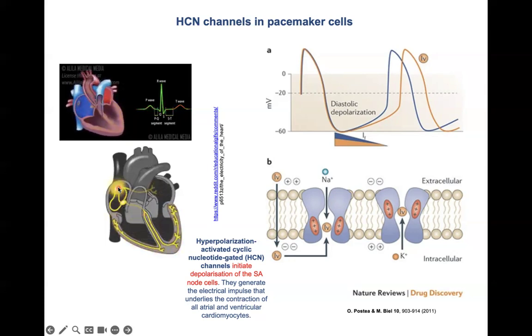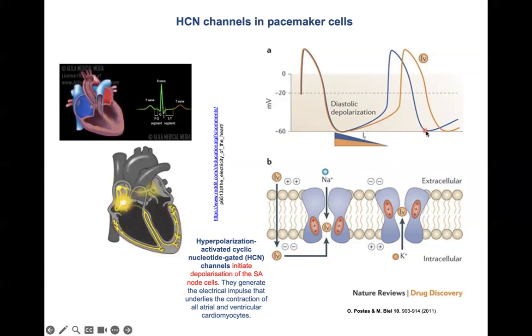So here we have the SA node in action. It fires action potentials. Here are the action potentials, we can see here in blue. In the SA node cells, we have so-called funny channels, the HCN channels, called funny for their peculiar behavior. For instance, they get activated at hyperpolarization, and they are not very selective to certain ions.